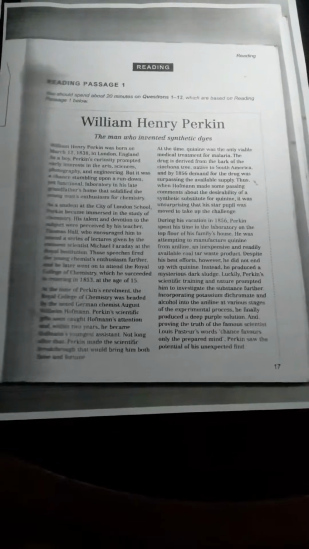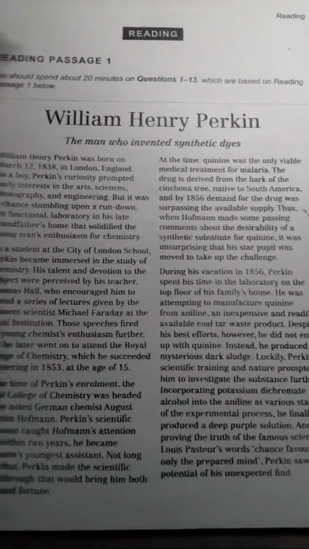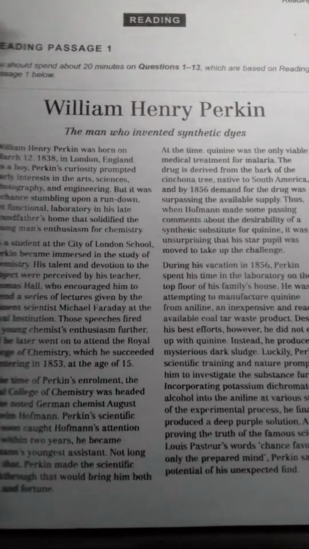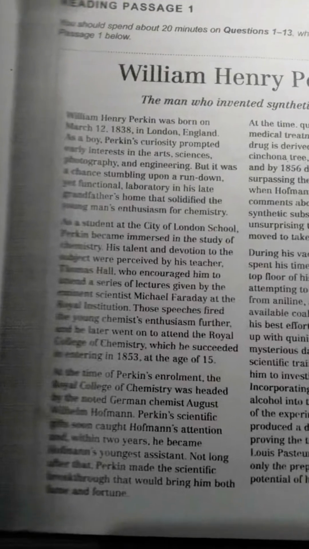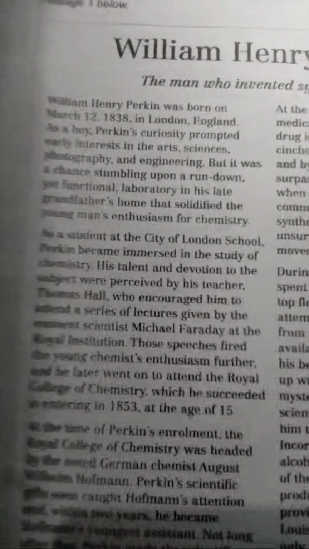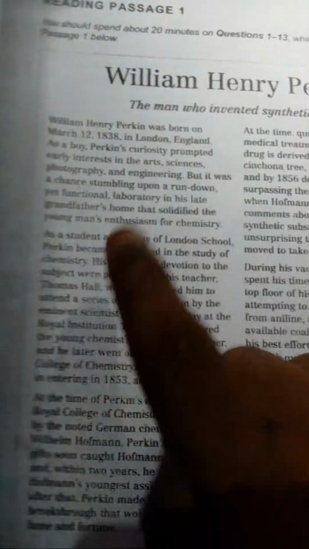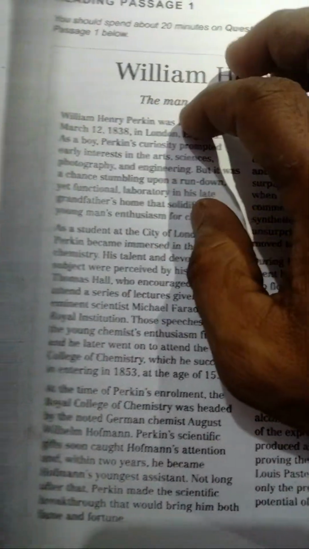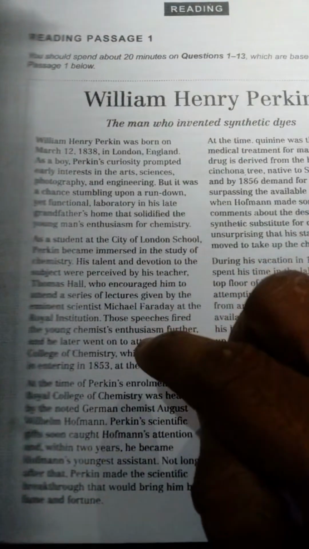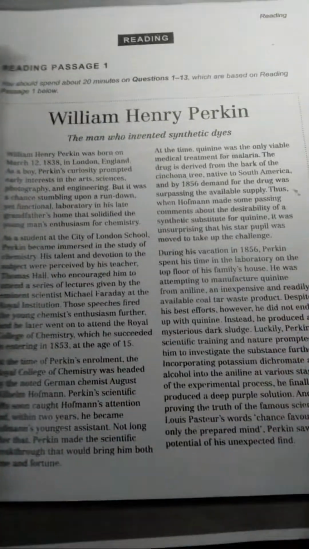Passage 1. As we can see, this is the heading of the passage: William Henry Perkins, who invented synthetic dyes. In the first paragraph, it is mentioned that she was born on March the 12th, 1838 in London, England. This particular paragraph mentions where she was born and how she became a scientist. Then the second paragraph mentions her struggle and everything else.